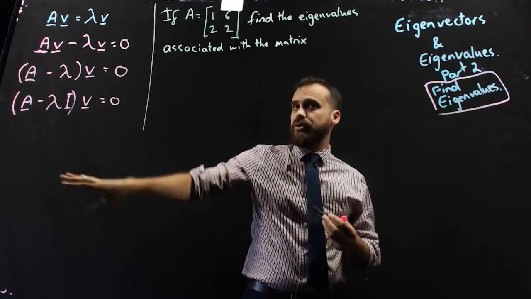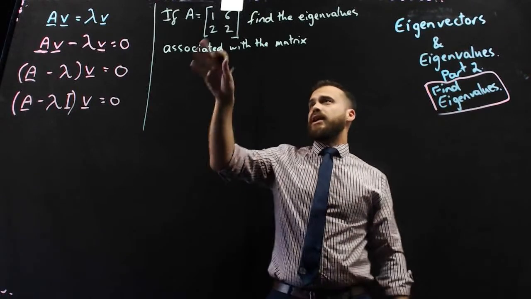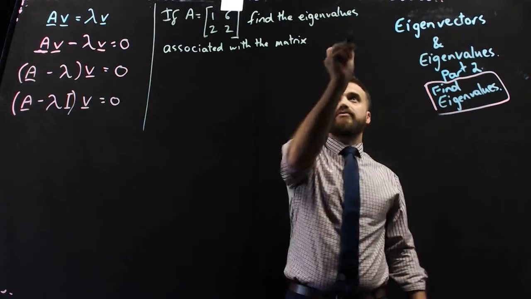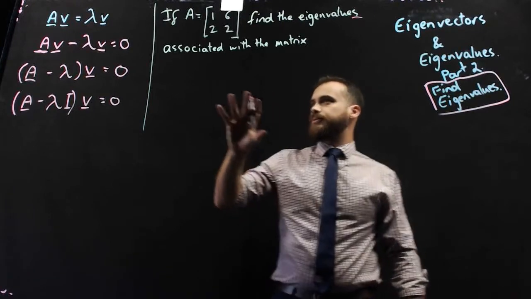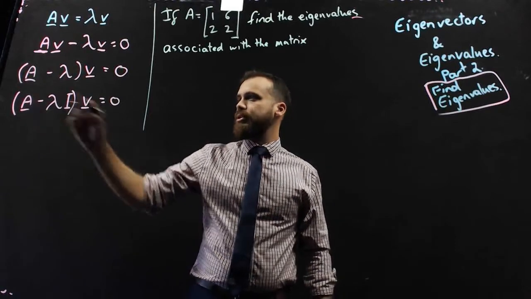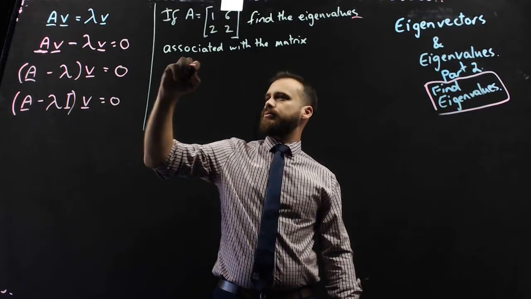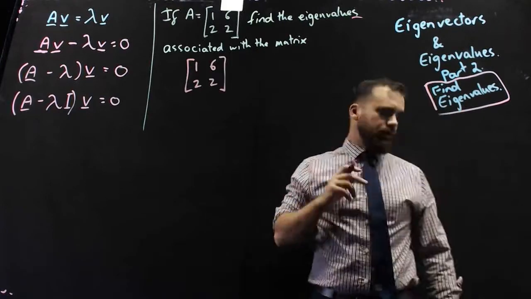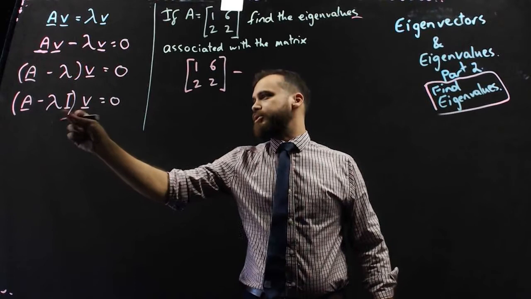We're going to go a little bit further with that, but not until we've gotten a little bit into this example. Now, if A equals [1, 6; 2, 2], find the eigenvalues associated with the matrix. Eigenvalues, you might see more than one here. Now, we're going to use this portion here. We're going to find out what this is. So A is [1, 6; 2, 2]. And now I'm going to subtract the identity matrix times lambda.